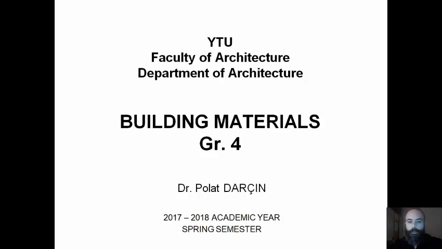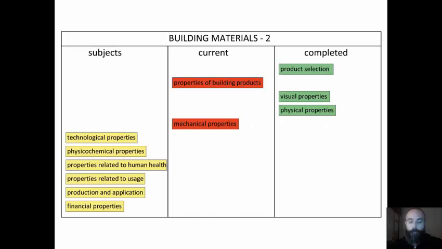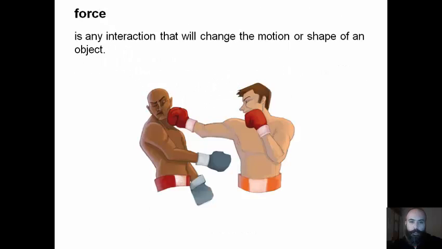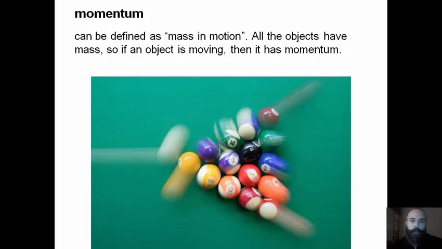We can continue with the mechanical properties of building products. Mechanics is an area of science concerned with the behavior of physical bodies when subjected to forces and displacements. All the deformations under external forces and the resistance of a material against them determine the mechanical properties of materials. Force is any interaction that will change the motion or shape of an object.